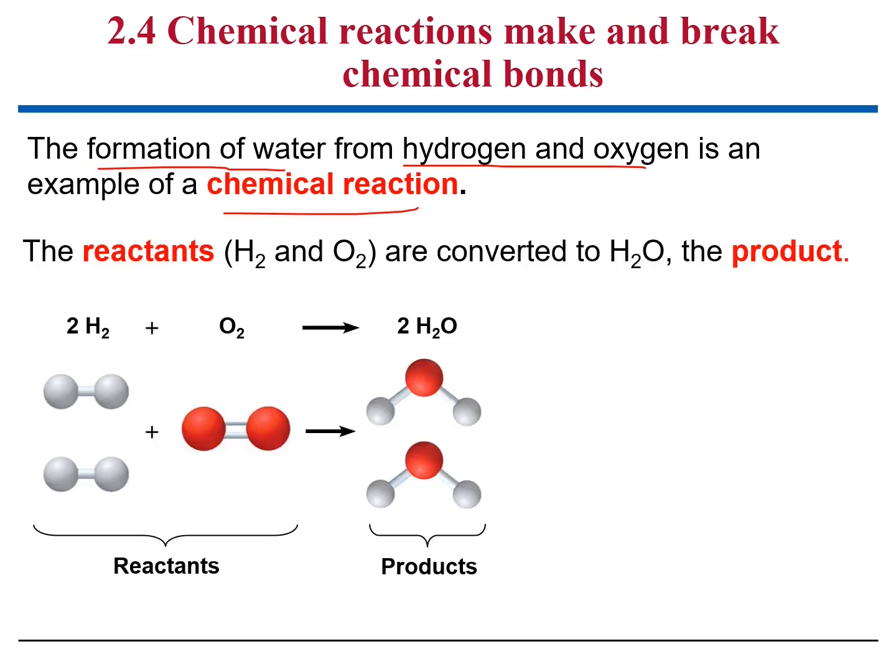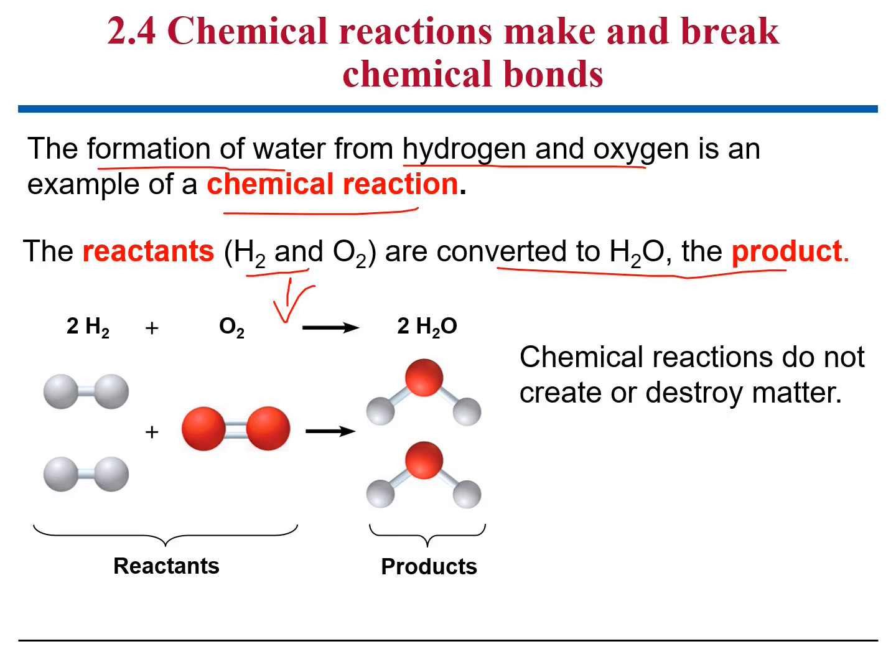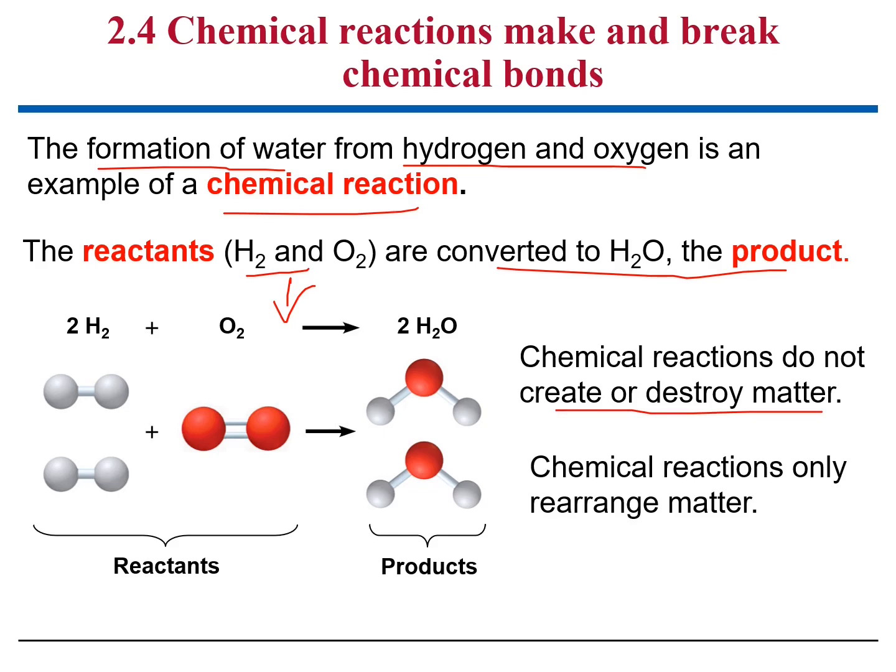The reactants, as I said before, are hydrogen and oxygen, and they convert into water, which is the product. And remember, chemical reactions do not create or destroy matter. The chemical reaction only rearranges matter. So you have four hydrogen atoms here, and here you will have one, two, three, and four hydrogen atoms, and you will also have two oxygens here and two oxygens here. So you're not creating matter, you're just rearranging those atoms.